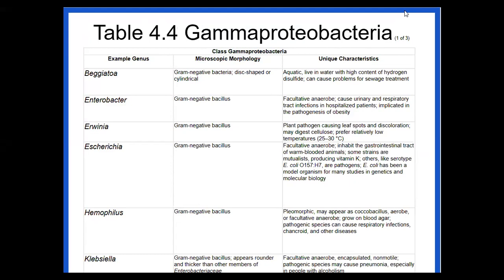Okay, so let's look at some of the genera here. Beggiatoa is aquatic, living in water with high content of hydrogen disulfide. This can cause problems for sewage treatment. Then you have Enterobacter. This is an important bacteria you have to remember. It can cause urinary and respiratory tract infection in hospitalized patients. It's also implicated in the pathogenesis of obesity.